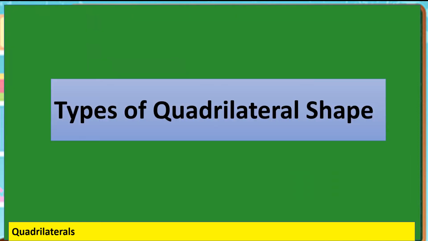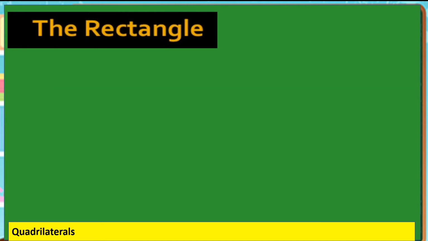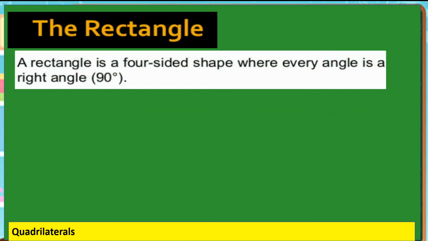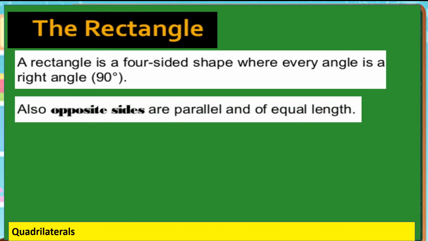Let us identify and describe each. So the first one is the rectangle. A rectangle is a four-sided shape where every angle is a right angle, meaning the measure of each angle is equal to 90 degrees. Also, opposite sides are parallel and of equal length.